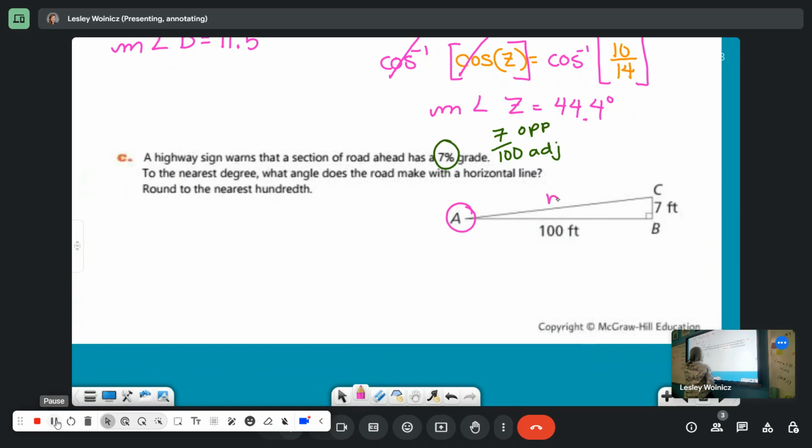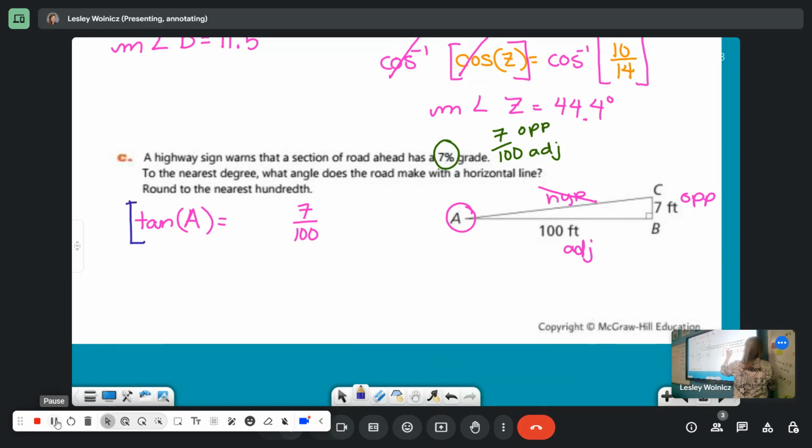So this is the hypotenuse, which we don't know anything about. And we know the opposite. We know the adjacent. Which of our ratios compares opposite and adjacent? Tangent. So we know that the tangent of angle A is, leave some room, 7 over 100. How do we undo tangent? Inverse tangent.